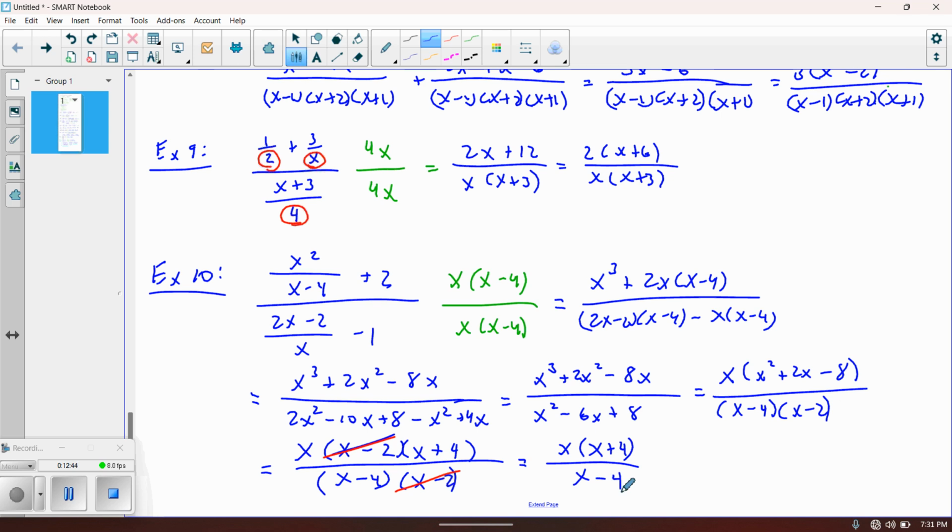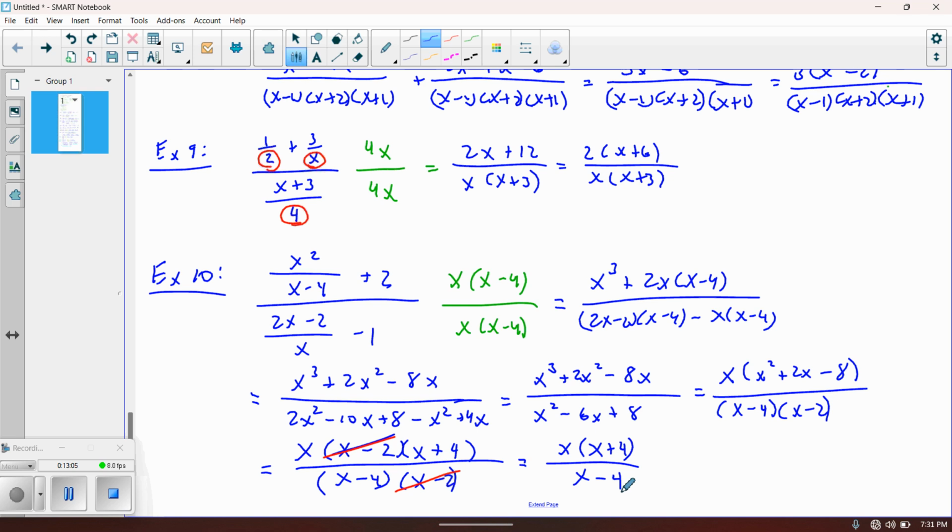That should be our most simplified answer. And once again, you have to go back to figure out your denominators. Your denominators here could not be, let's see, 0, 2, and 4, I believe, are the things that were in the denominators that we have to be careful about. So yeah, that's it for those examples.